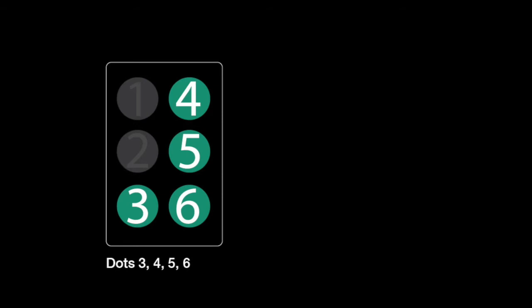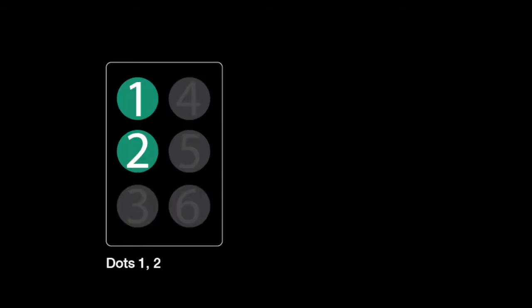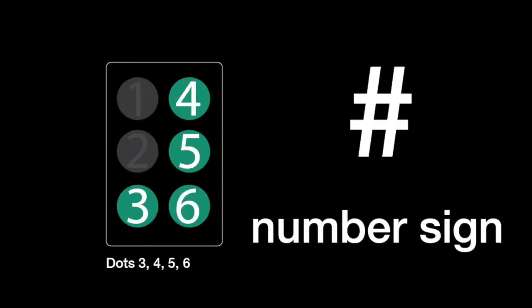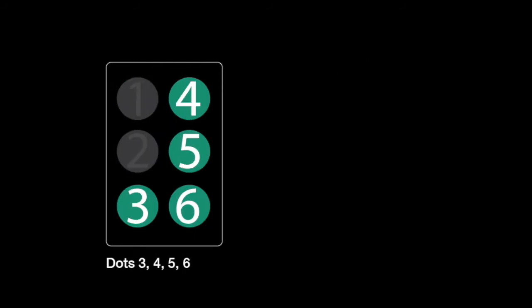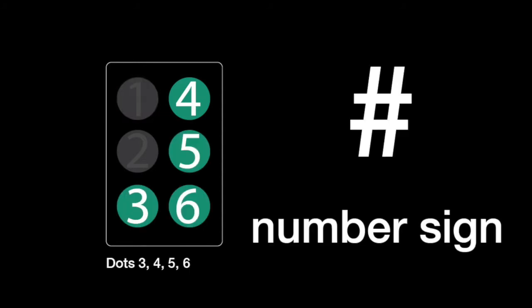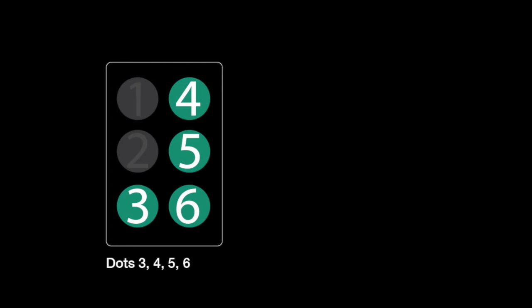Dots 3, 4, 5, and 6 plus dots 1 and 2. 2 is a number sign, dots 3, 4, 5, and 6 plus b, dots 1 and 2. Dots 3, 4, 5, and 6 plus dots 1 and 3. 3 is a number sign, dots 3, 4, 5, and 6 plus a c, dots 1 and 3. Dots 3, 4, 5, and 6 plus dots 1, 4, and 5.